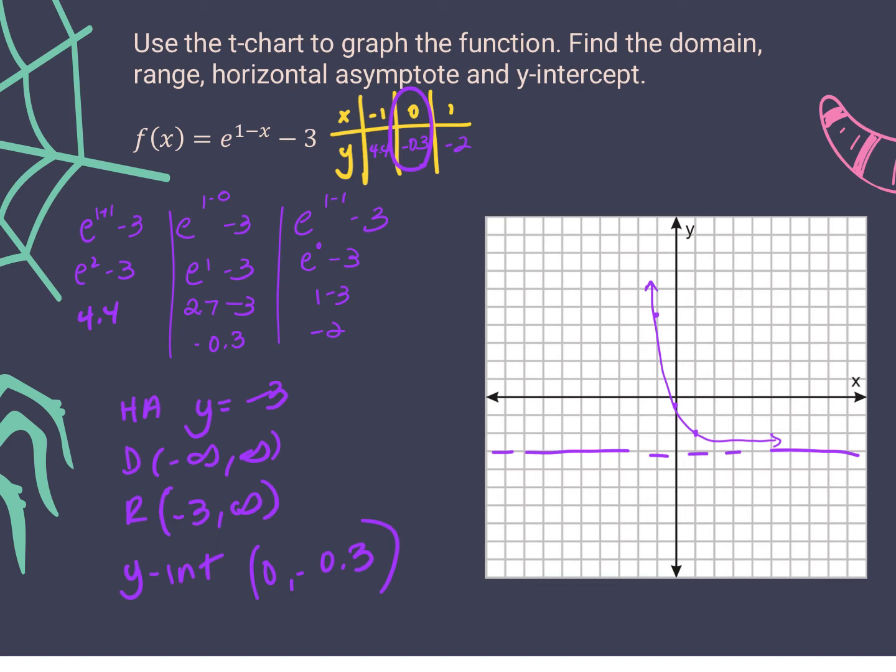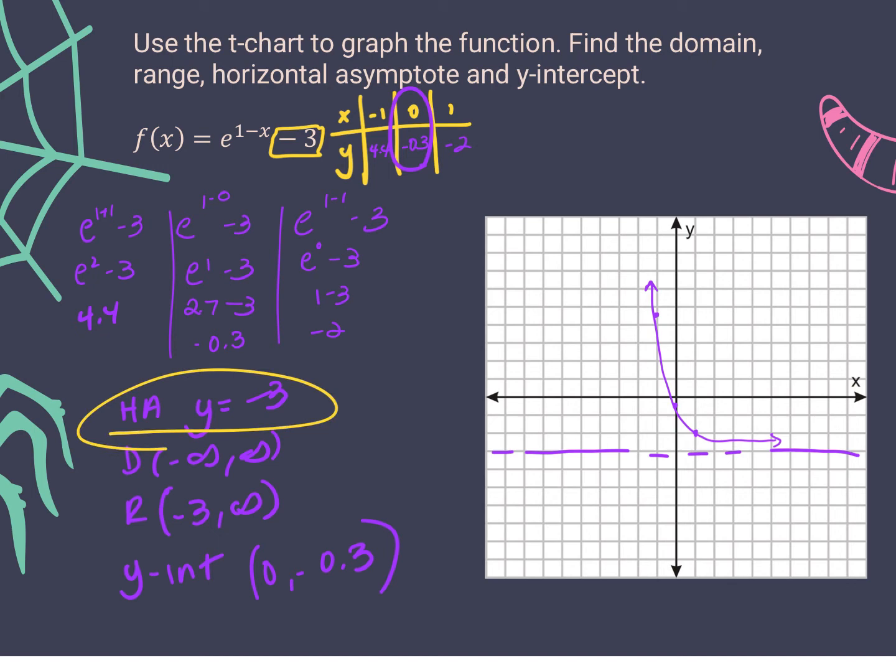e to the 1 minus x, minus 3 is still exponential. It's just that the base is e. So I plug in the -1, the 0, and the 1. I get -1 and 4.4, 0 and -0.3, 1 and -2. I plot those points. Vertical shift is now -3, so my horizontal asymptote is y equals -3. You need the y equals.